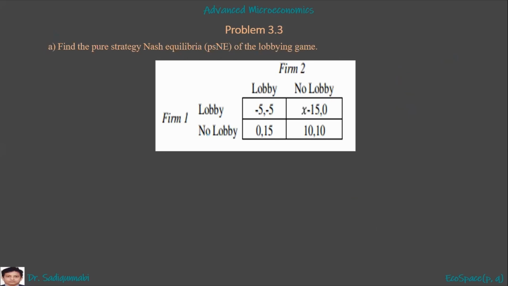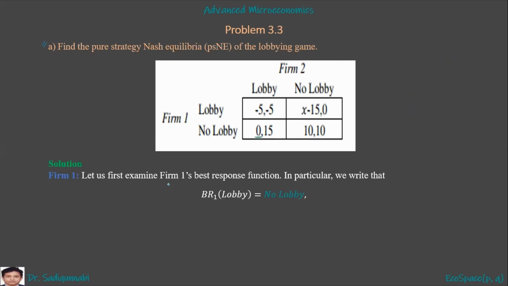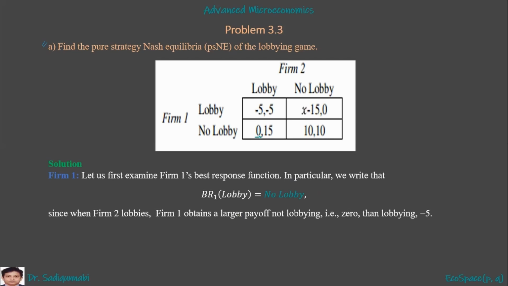So let's start 3.3a. Solution to 3.3a. As we did in 3.2, let us first examine farm 1's best response function. In particular, we write that BR1 lobby is no lobby, underline is no lobby because minus 5 is less than 0.